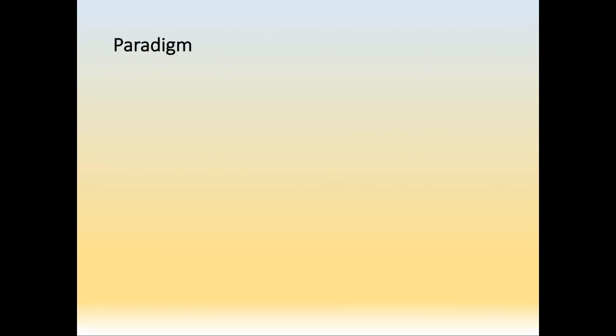The next term, and one of the key terms that Guba and Lincoln consider, is the notion of paradigm. And they see it as an umbrella or overarching concept that encompasses ontology, epistemology, and methodology.